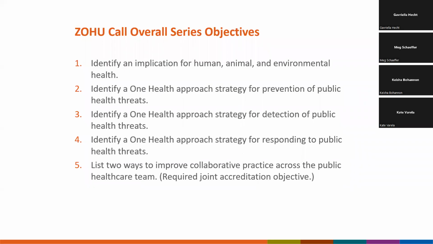Identify a One Health approach strategy for prevention of public health threats. Identify a One Health approach strategy for detection of public health threats. Identify a One Health approach strategy for responding to public health threats. And list two ways to improve collaborative practice across the public health care team.